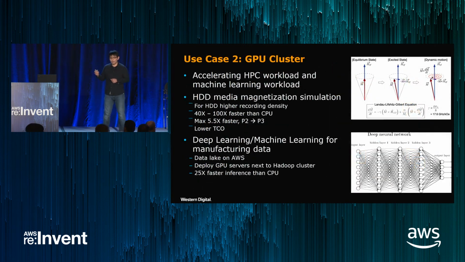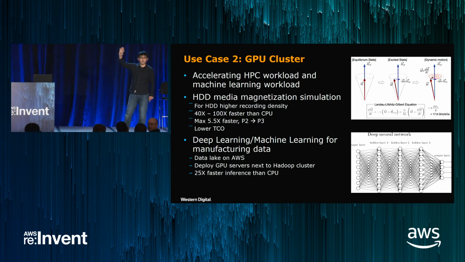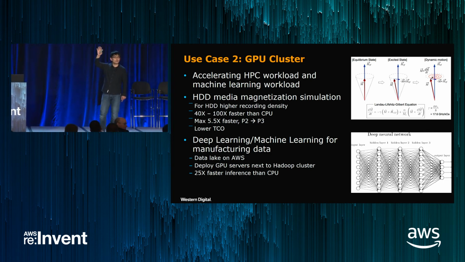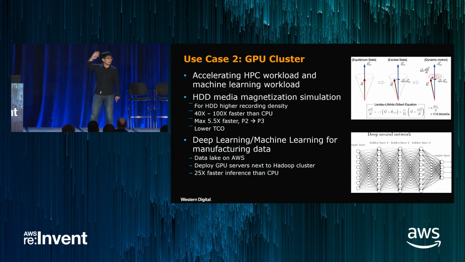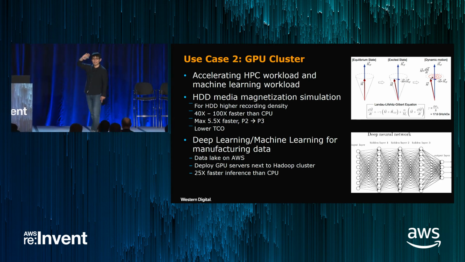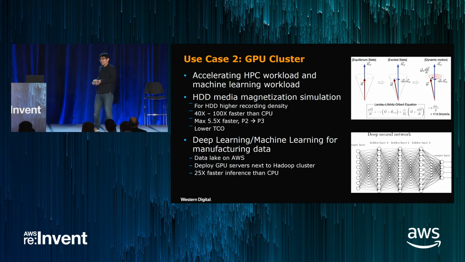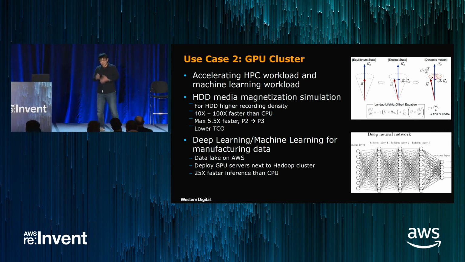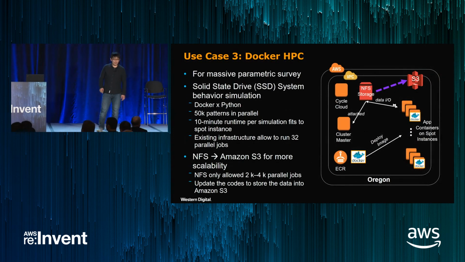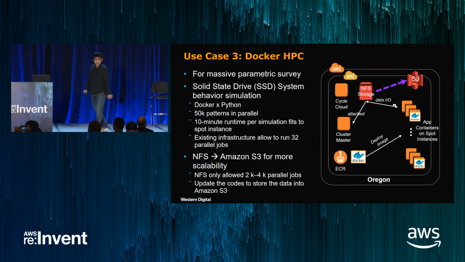Oh, let me ask you one question though. How many people are using GPU for high-performance computing or deep learning workloads? Please raise your hand. Not so many. Not so many. But I'd like to say, I want more GPU on AWS. I hope you want that too. So I want to request more GPU capability from AWS. Anyway, let me go back to my presentation.